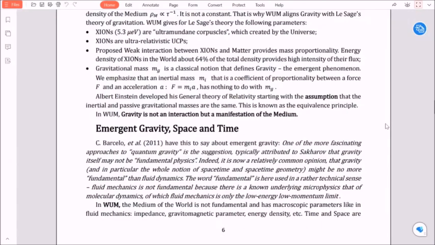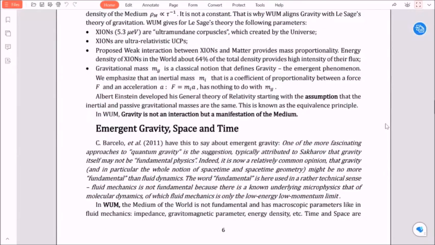We emphasize that an inertial mass mi, that is a coefficient of proportionality between a force and acceleration, has nothing to do with mg. Albert Einstein developed his general relativity starting with the assumption that the inertial and passive gravitational masses are the same. This is known as the equivalence principle. In WUM, gravity is not an interaction, but a manifestation of the medium.